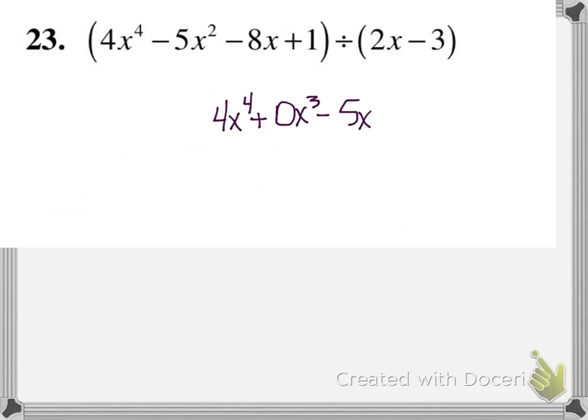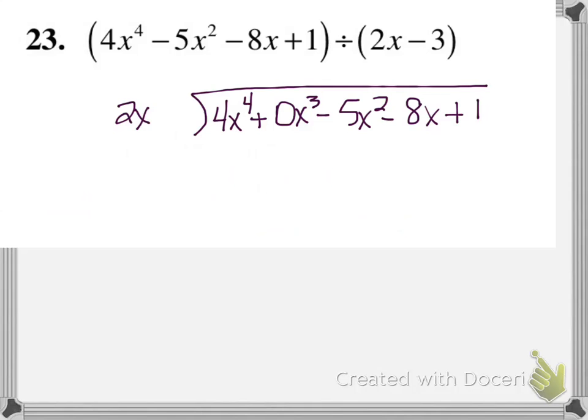Minus 5x squared minus 8x plus 1. So it looks like we only had that one missing term, because now my exponents go 4, 3, 2, 1, and then the number. Divided by 2x minus 3.